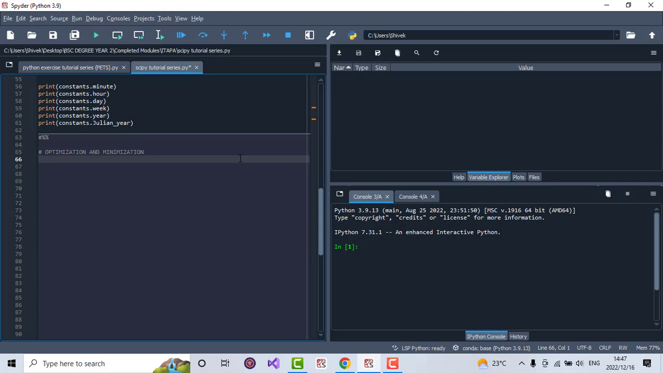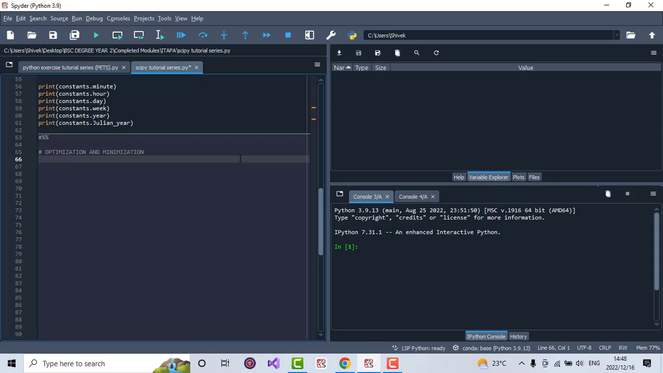Now, you may ask yourself exactly what optimization and minimization are. Essentially, minimization problems are a category of optimization problems. Using SciPy, we have the ability to solve these types of problems quickly, efficiently and effectively. You may ask, when we talk about minimization, what exactly are we talking about?